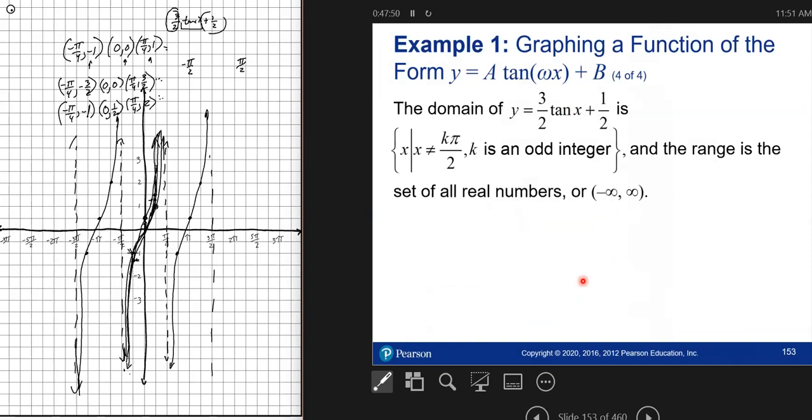All right, the domain. The domain didn't change from the original tangent function, so it's the same domain as tangent. The set of all x such that x isn't equal to pi halves k, where k is an odd integer. And the range is still all real numbers. If the range or domain is all real numbers, especially with trig functions, it's not going to change no matter what your transformation is. Sometimes it will, but usually not.